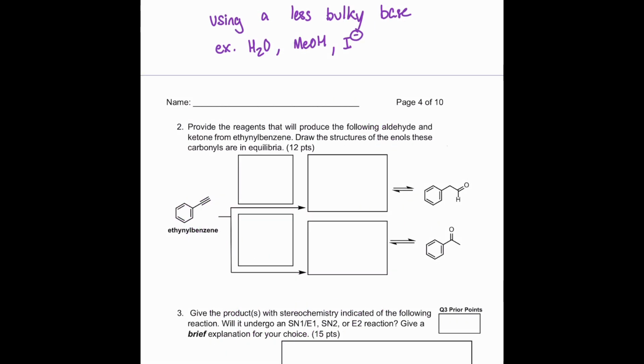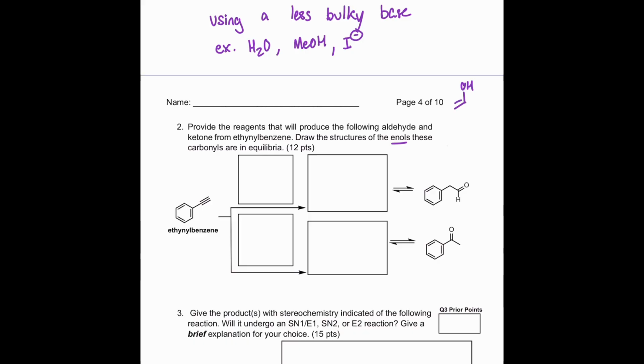Okay. Number 2, provide the reagents that will produce the following aldehyde and ketone from ethylbenzene. Draw the structures of the enols. These carbonyls are in equilibrium. So first thing, what exactly is an enol? I'm going to write what an enol is up here.